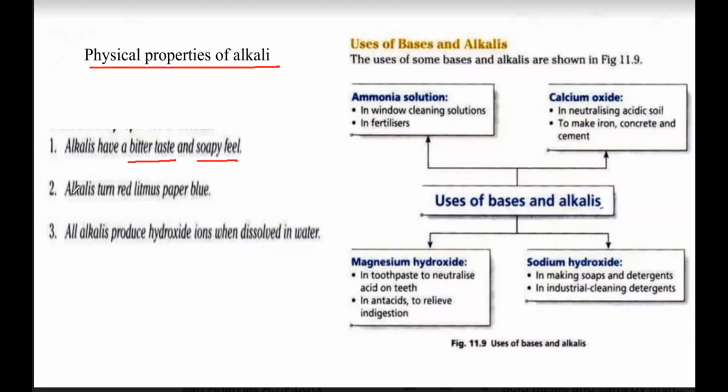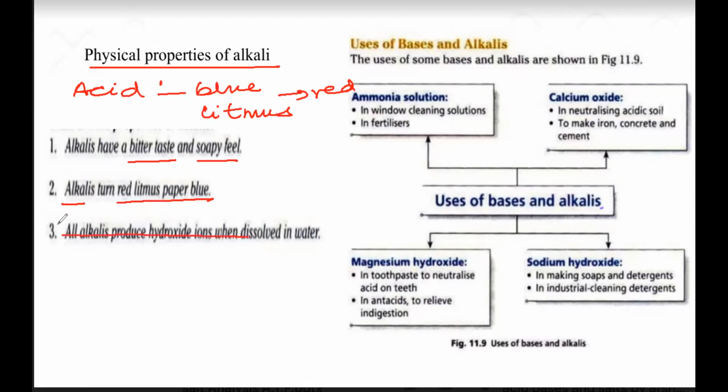Apart from that, because they are chemically opposite of an acid, and acid turns blue litmus paper red, the opposite will happen with alkalis. The alkali is going to turn red litmus blue, right? And the third property is that, this is not the property, right?